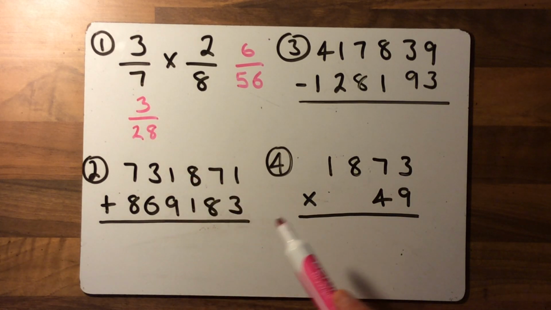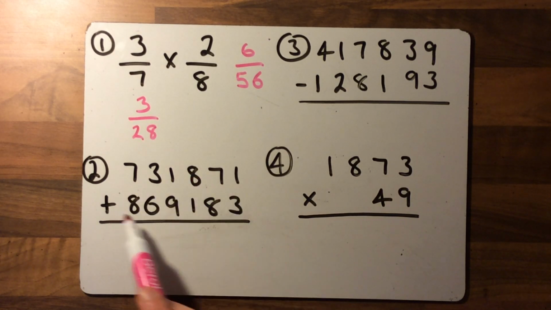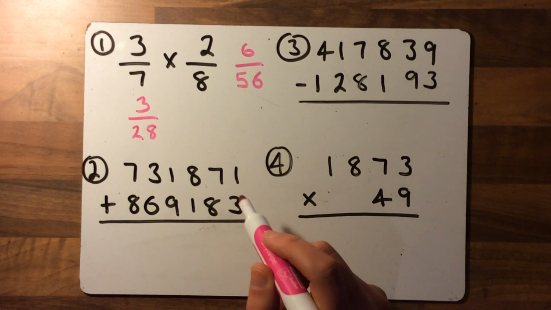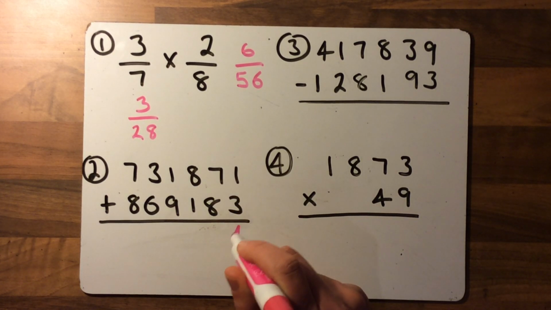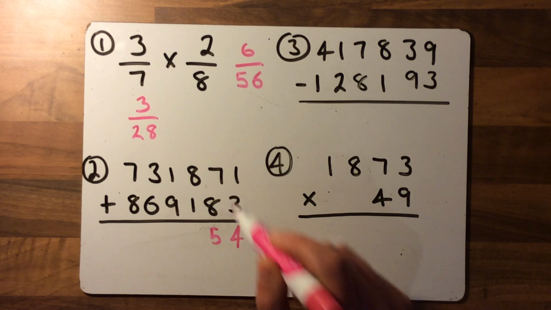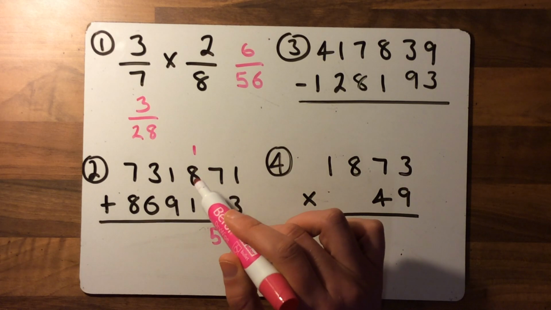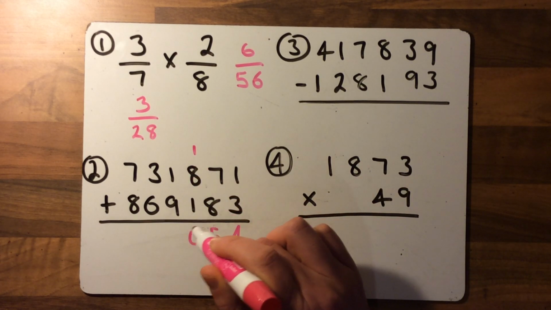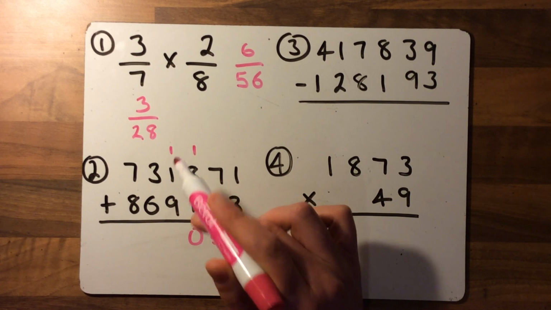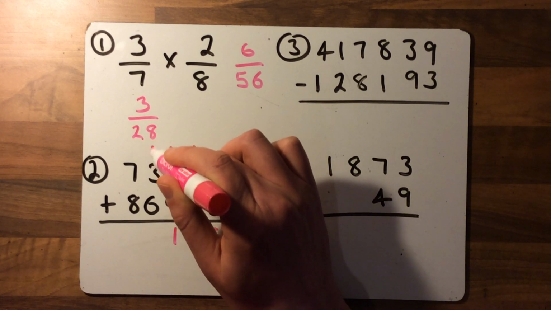So moving on to number 2, we've got an addition, a 6-digit add a 6-digit addition. Remember when we start over here, the ones column. So 3 add 1 is 4, 8 add 7 is 15, the 5 goes here, the 1 gets carried over. 8 add 1 is 10, so the 0 here, the 1 gets carried over. 9 add 1 is 10, add another 1 is 11.